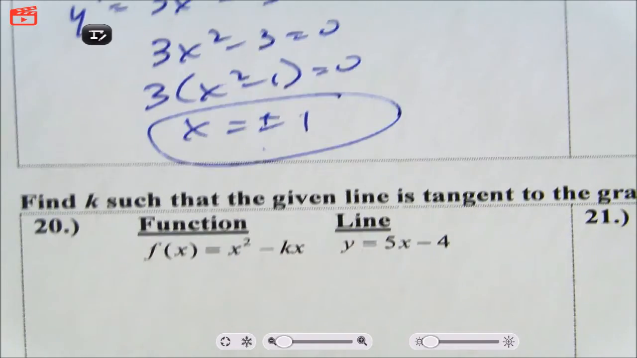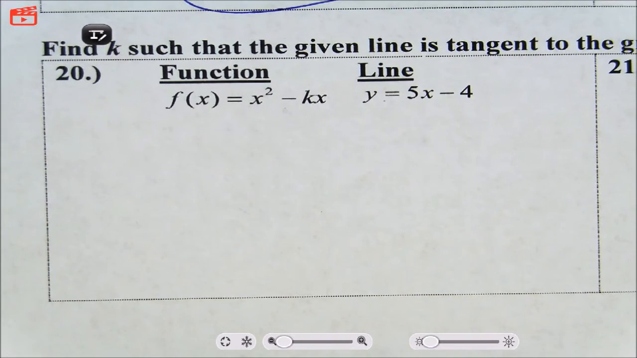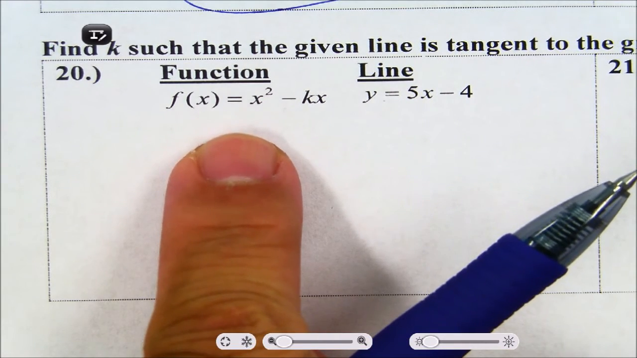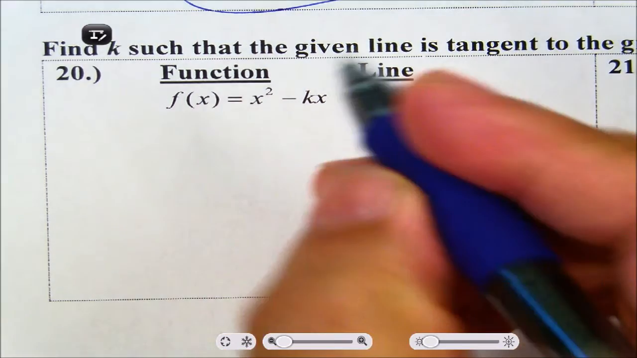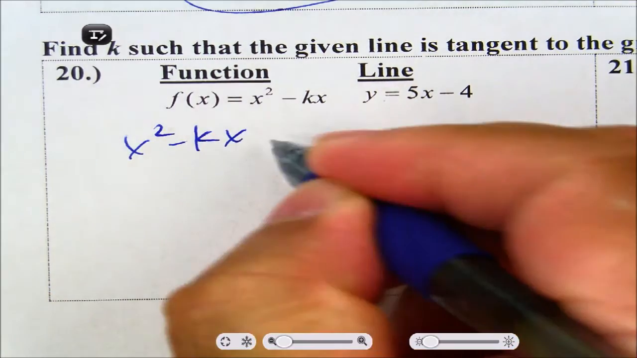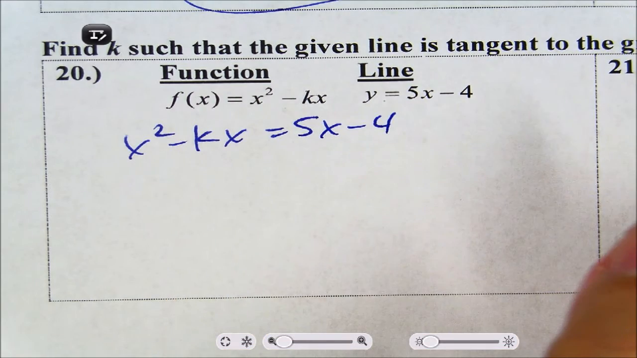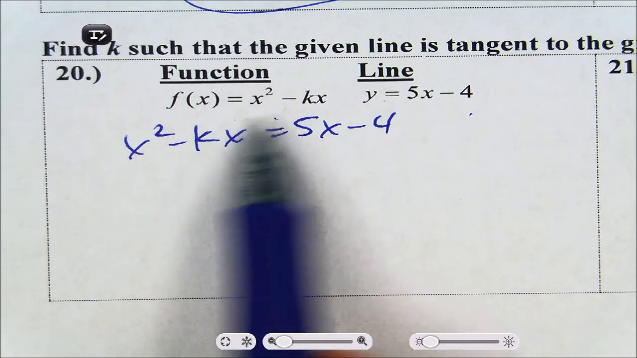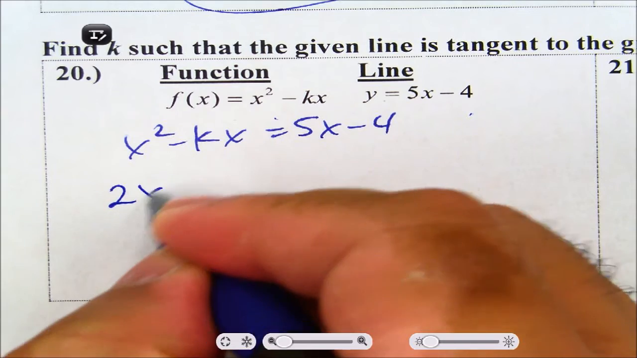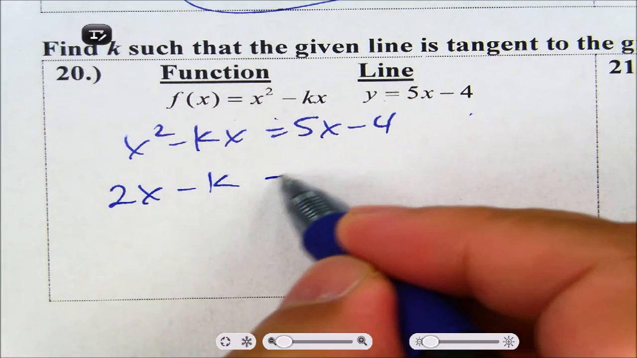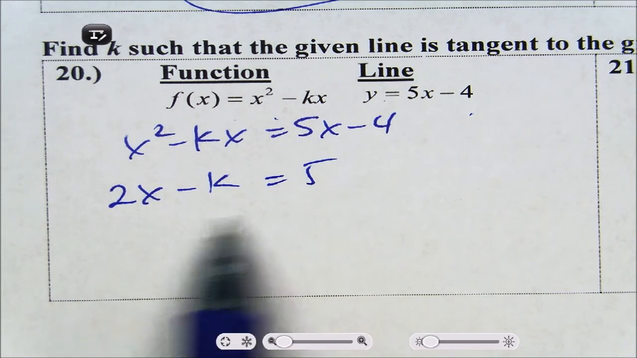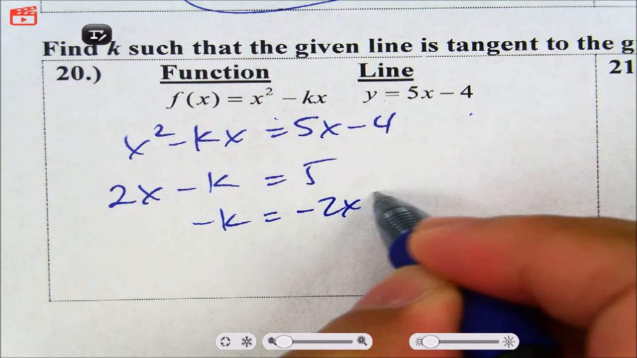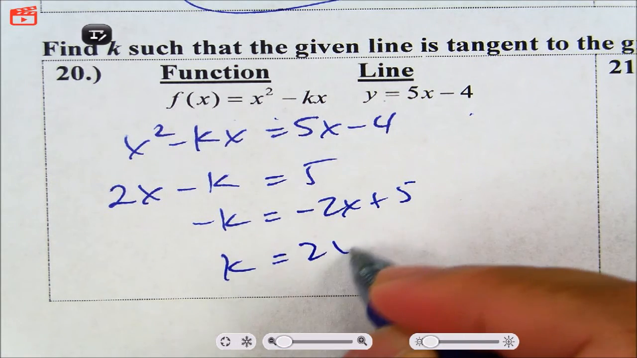And the last problem, number 20: find k so that this is true, where that's a tangent line. Remember there were two equations we need. One was that they have to be equal to each other: x squared minus kx equals 5x minus 4. And the other one was that the derivative has to equal 5. Basically, take the derivative of both of them. The derivative of the function is 2x minus k. The derivative of 5x minus 4 is 5. This one's the easier one to solve for k, right? So negative k equals negative 2x plus 5, so k equals 2x minus 5.